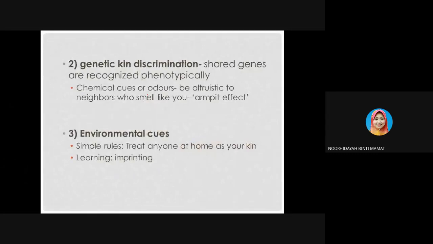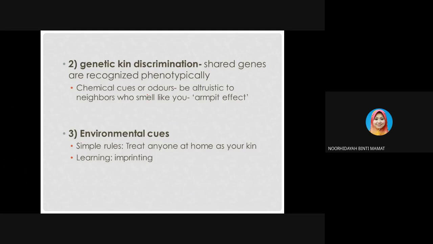The second method to discriminate kin is genetic kin discrimination, where shared genes are recognized phenotypically. They can also use chemical cues, or be altruistic to neighbors who smell like you, which we call the armpit effect. So they sometimes use chemical cues to recognize their own kin. And the third mechanism to discriminate their own kin is using environmental cues, which follow the simple rule: treat anyone at home as your kin.